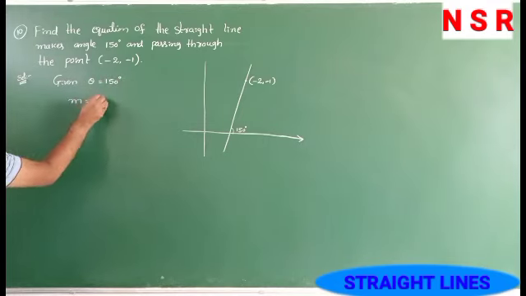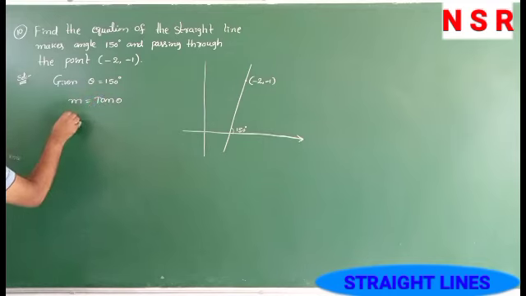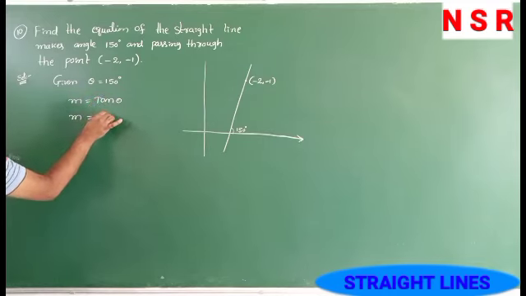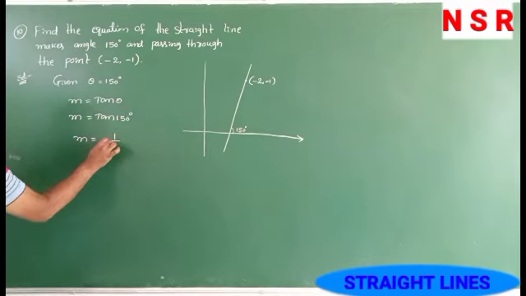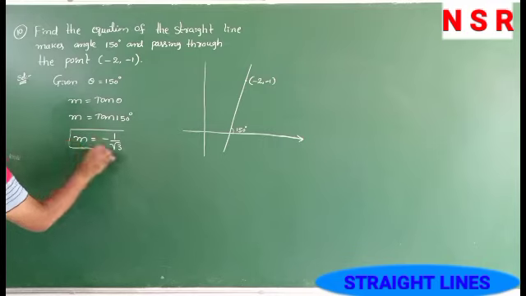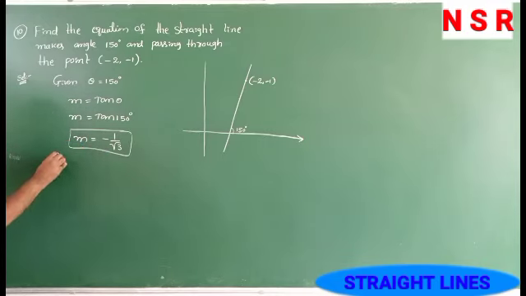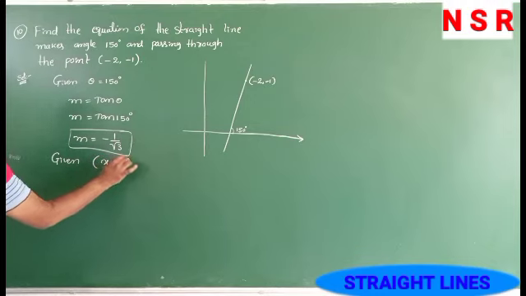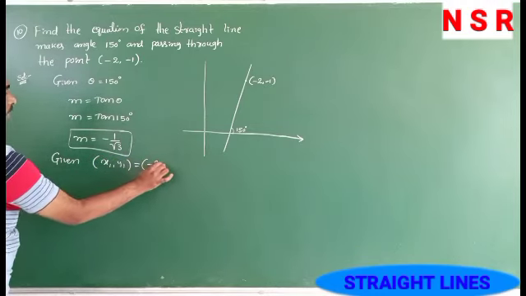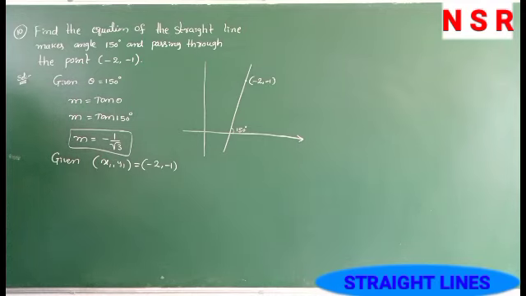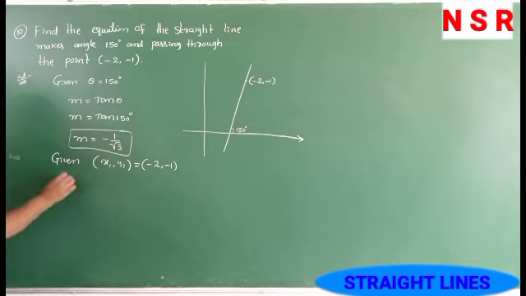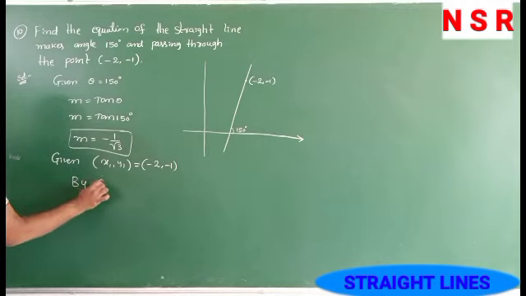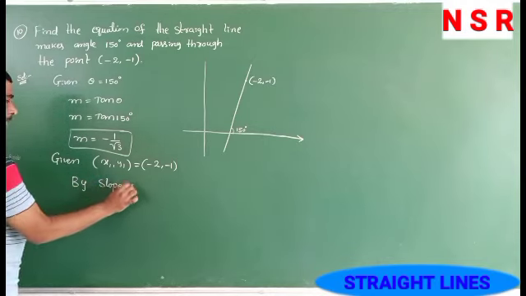Now, we have a formula: m is equal to tan theta. Now, m equal to tan 150. So tan 150 value is minus 1 by root 3. So we get the slope, and the point is also given: x1 comma y1 equal to minus 2 comma minus 1. So we have a slope and a point. So apply here the slope point form.